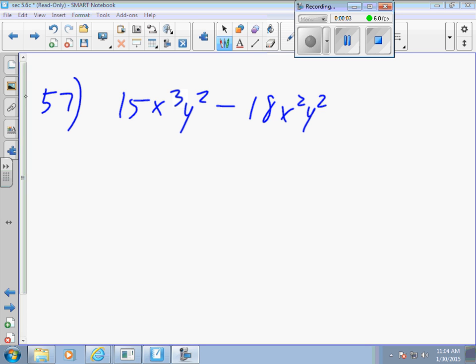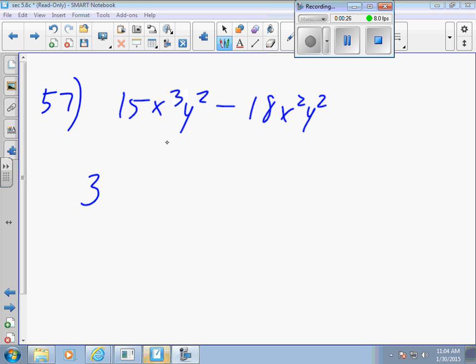We're here in section 5.6, answering some questions from our day 3 assignment. We're going to start out on question 57, where we're supposed to factor out our greatest common factor. The greatest common factor of our number part looks like a 3.